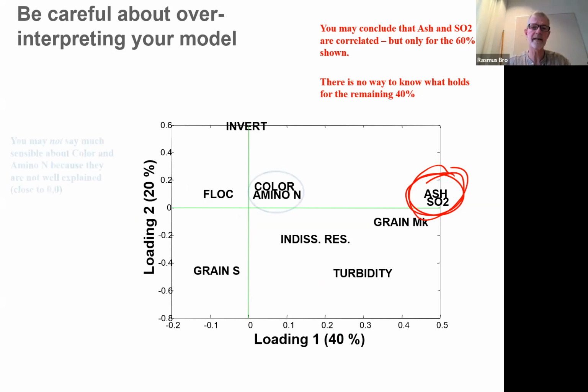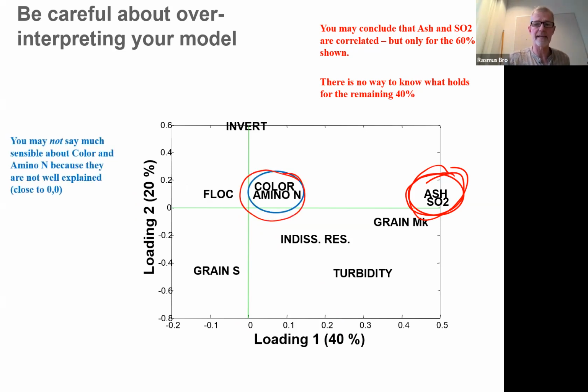And also keep in mind that being close is not necessarily significant if you're lying close to 0.0, especially if your data is auto-scaled. Then we don't really know much about these. So be careful about over-interpreting these things.